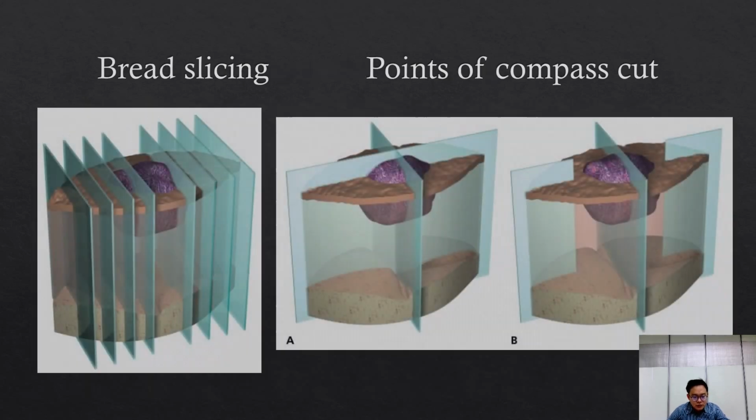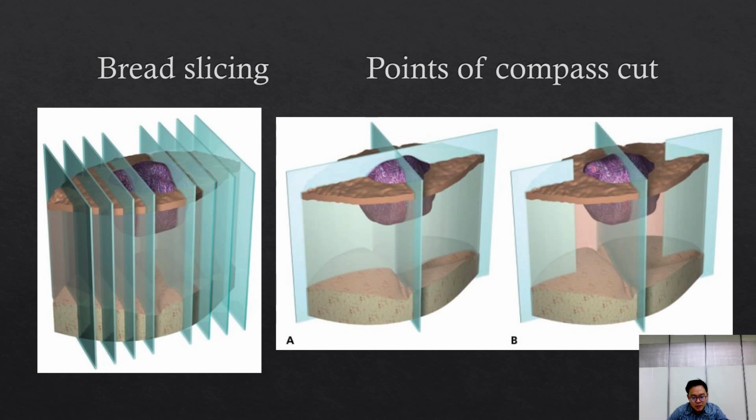These two pictograms here are perpendicular margin. Again, the left one is called bread slicing technique of the entire mass. The technique will assess approximately 1 to 5% of the circumferential margin, depending on the size of the tumor and the number of sections taken at the specified intervals.